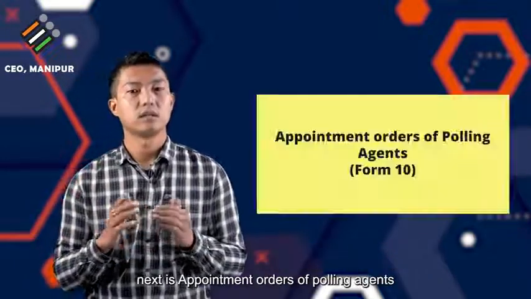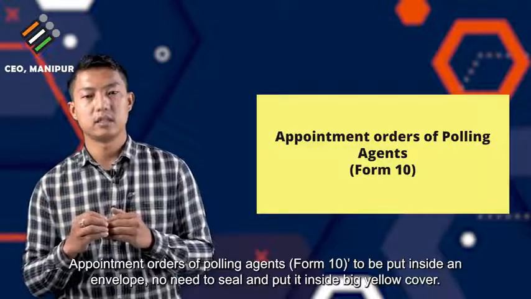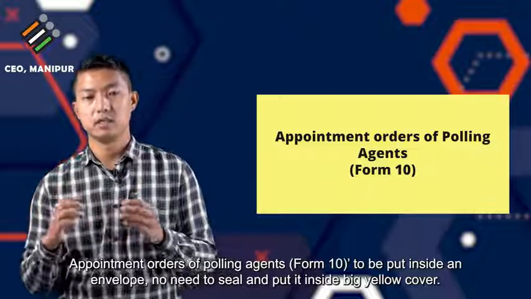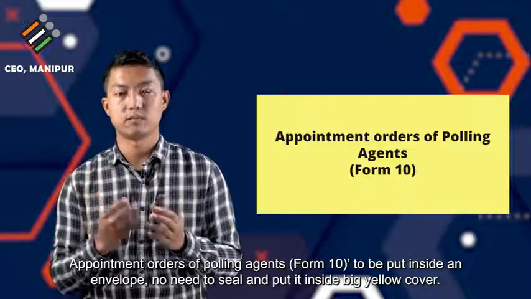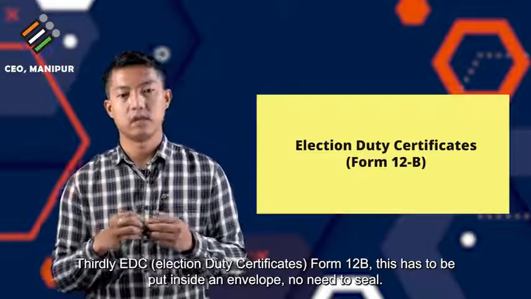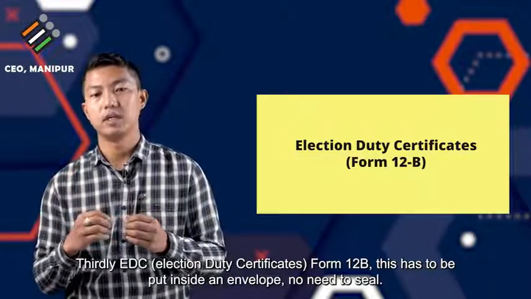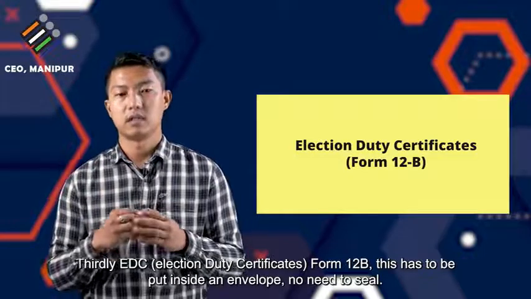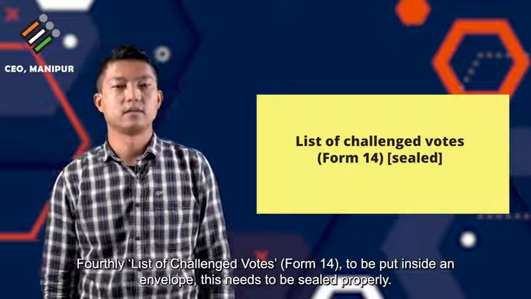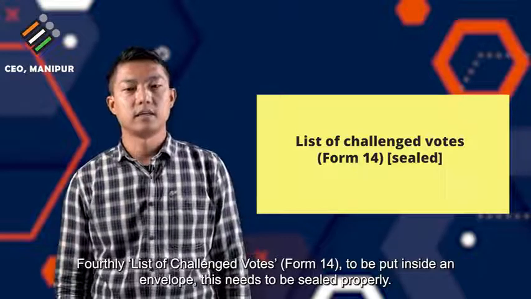Next is appointment orders of polling agents, Form 10. They are to be put inside an envelope, no need to seal, and put inside the big yellow cover. Thirdly, EDC, Election Duty Certificates, Form 12B, has to be put inside an envelope, no need to seal. Fourthly, the list of challenged votes, Form 14, to be put inside an envelope.